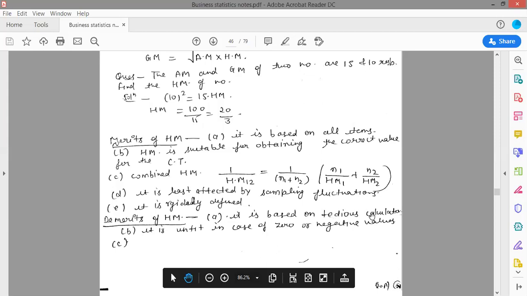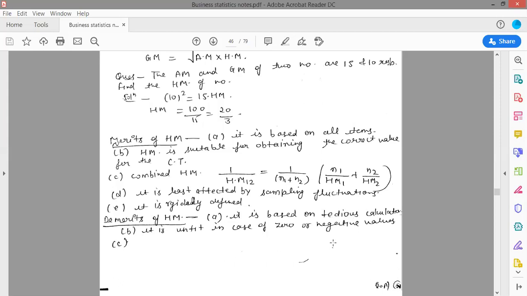Demerits of harmonic mean: it is based on reciprocals, that means calculation is hard, and it is unfit in case of zero or negative values. If suppose you have a variable 0, then it is not suitable. And if negative values are given, then you cannot calculate your harmonic mean.